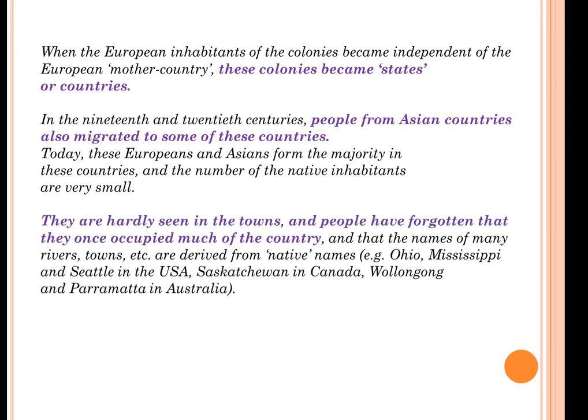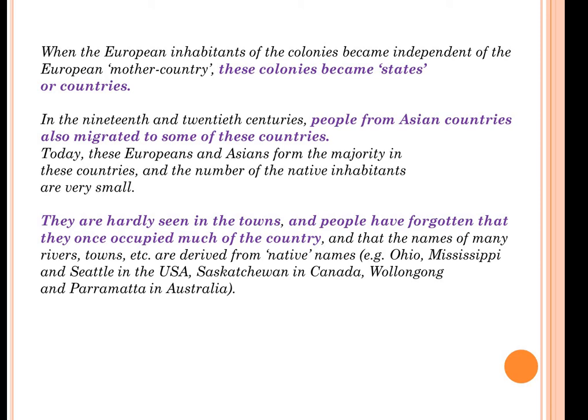Now, these native people can hardly be seen in towns, and people almost forgot the names they gave to their own rivers and places. Some of the names given to rivers and towns are derived from native names, for example Ohio, Mississippi, Seattle in the USA, Saskatchewan in Canada, Wollongong, Parramatta in Australia. All these names were forgotten because natives started reducing in these countries.